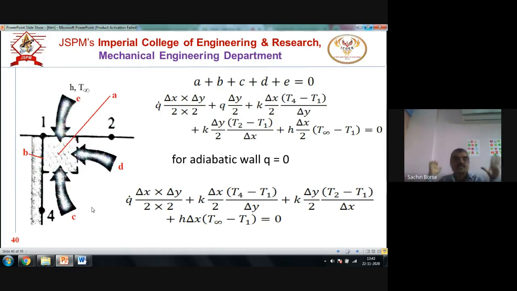Now we simplify this. We know that the left hand side heat flux, as it is adiabatic, is 0. So by rearranging, I get this equation. Please understand the concept here: writing the equation on the boundary node. So we have written the equation on boundary node 1. Now I have to rearrange this equation, making T1 on the left hand side and the remaining things on the right hand side. So we got the first equation. We can now move to the next slide.